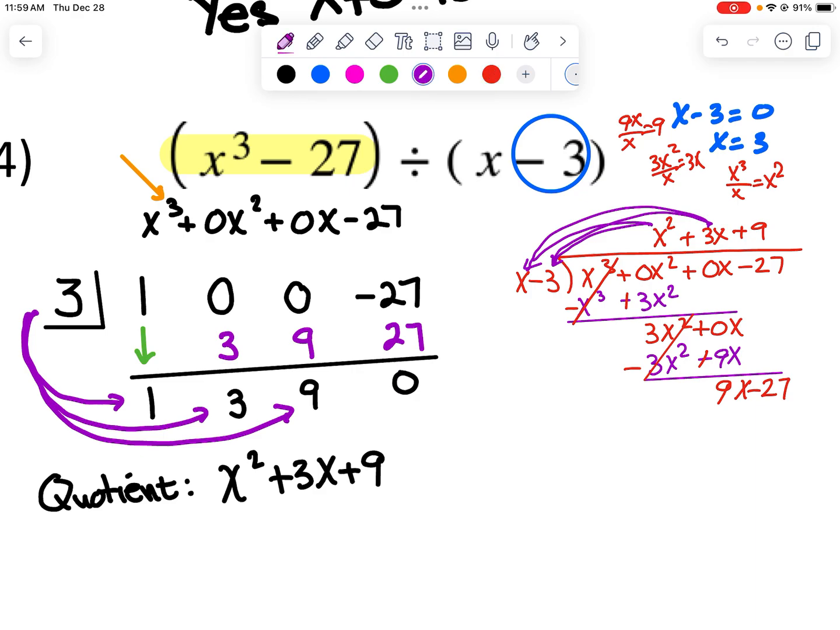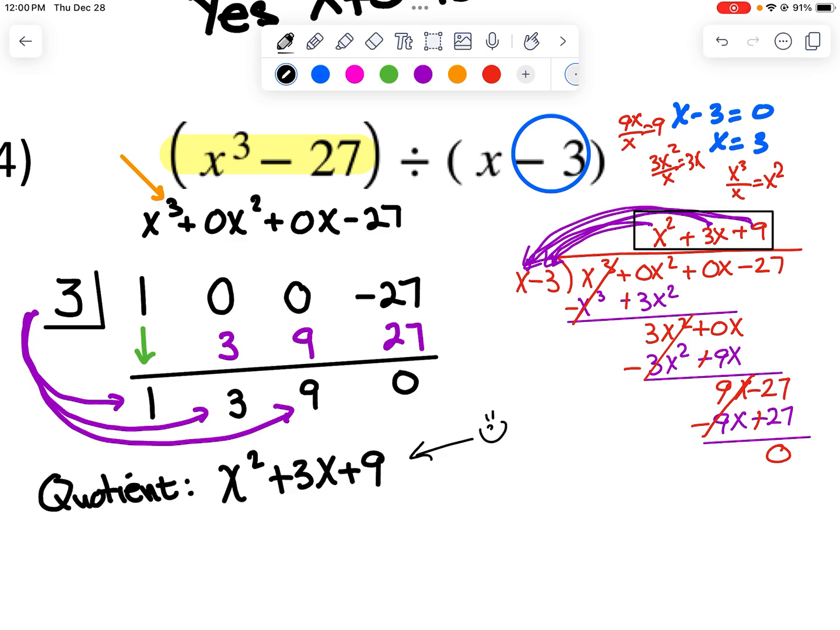And then we distributed. We took 9 times x, we took 9 times negative 3. Well, 9 times x is 9x, 9 times negative 3 was negative 27. Put our equals bar there, and then we said we're going to subtract. 9x minus 9x cancels, and negative 27 minus a negative 27 also cancels, which gets you 0. And so our answer was right here. That was our quotient. And if y'all notice, that is the same as what is right there. So it works.